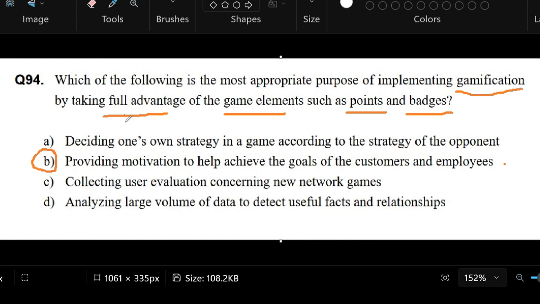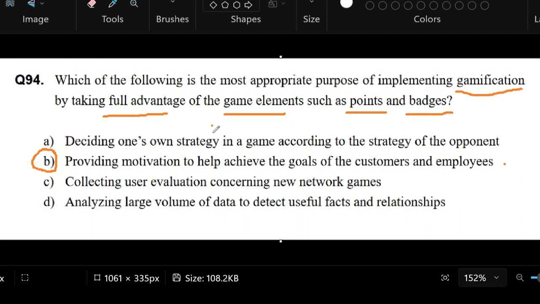So we look at letter C next. Collecting user evaluation concerning new network games. Okay. Letter D, analyzing large volume of data to detect useful facts and relationships. Okay. So again, we're talking about gamification. You want to take full advantage of it using its game elements such as points and badges.